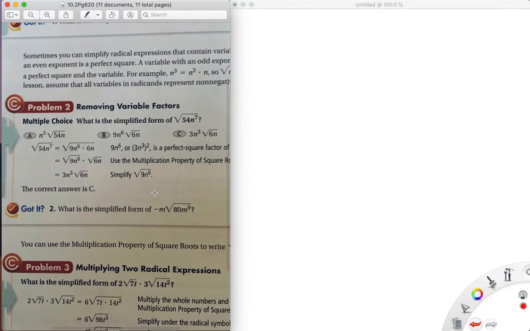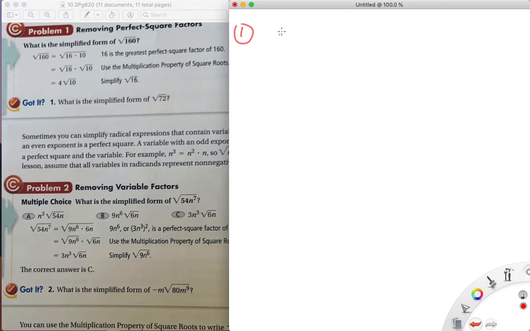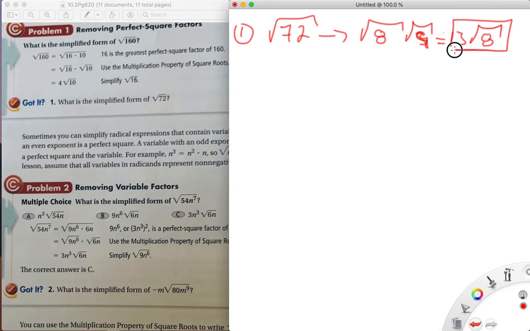An example that the book gives is they want the simplified form of the square root of 72. I can break that up into, I believe, 8 times 9. So that's going to be the square root of 8 times the square root of 9. The square root of 9 is 3. And there's no perfect factor for the square root of 8, so it's going to be 3 square root of 8.